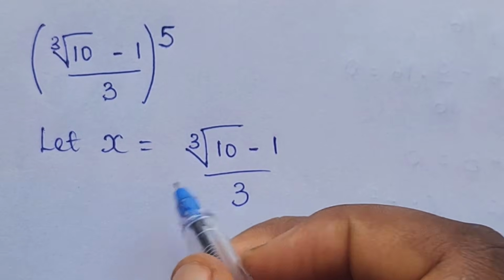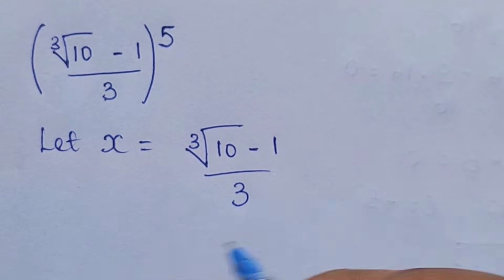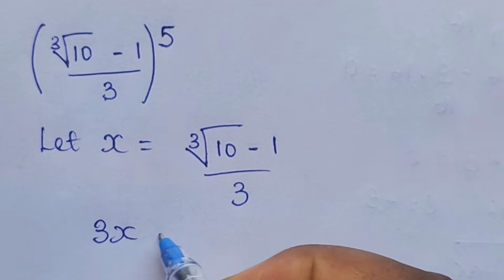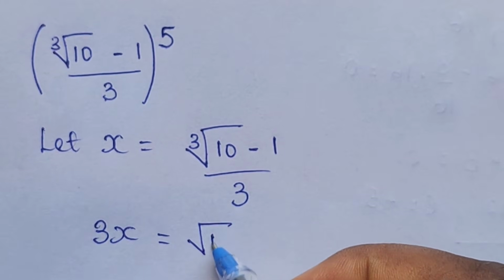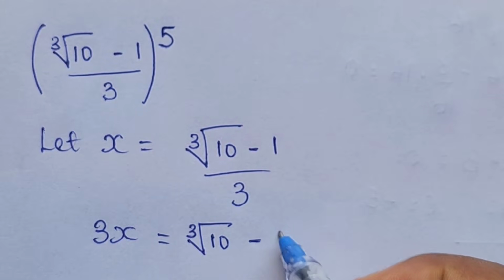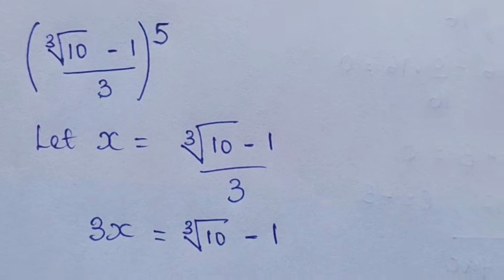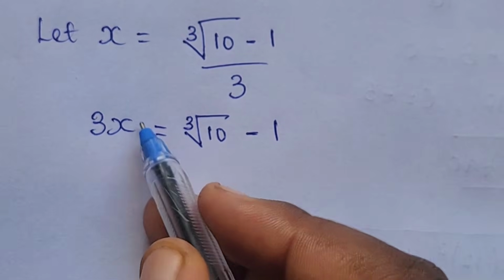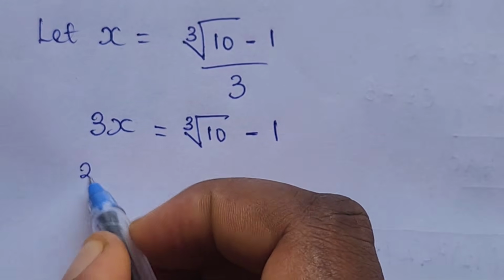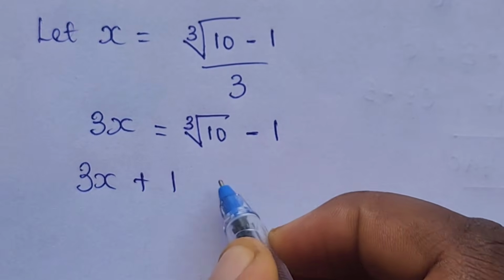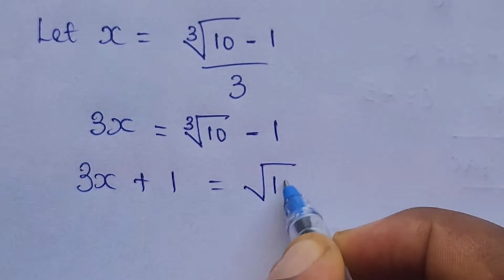So from here, when we cross multiply, we'll have 3x equal to the cube root of 10 minus 1. So moving this negative 1 over to the left, we have 3x plus 1 is equal to the cube root of 10.